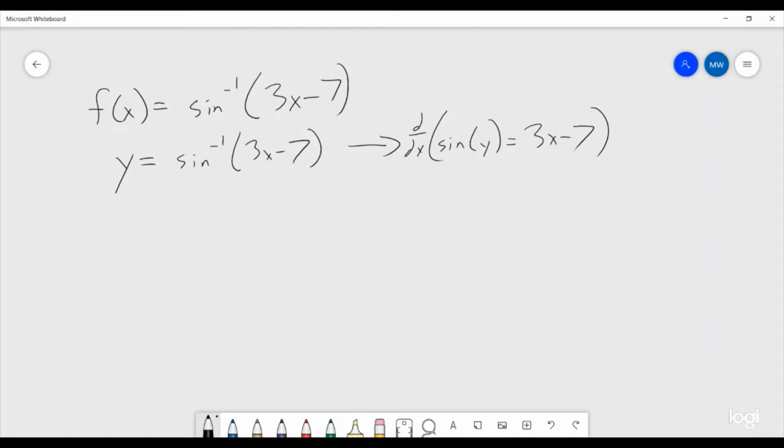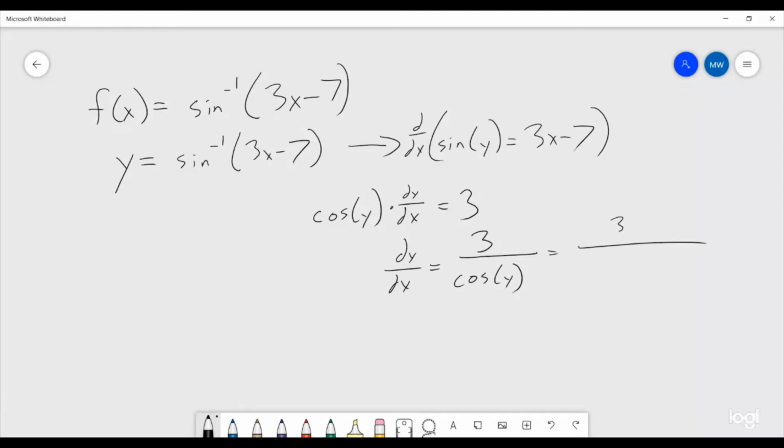So the derivative with respect to x of sine of y, we are going to have a chain rule come out. So the derivative of sine is cosine of y times dy dx, and that is going to be equal to 3. So that means that dy dx is equal to 3 over cosine of y. Now, cosine of y is going to be cosine of inverse sine of 3x minus 7. So if you know what that is off the top of your head, more power to you.